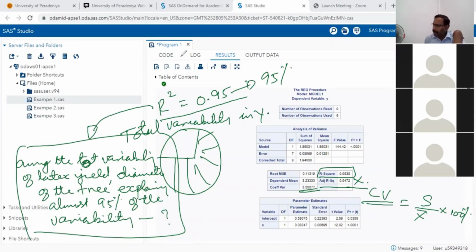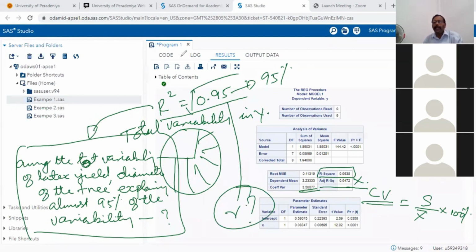Right. Now, if you take the square root of this, then we can get the R, but we should have some program. We should know the program, how to get this R value. So we will go for that program. R is not there, so we will go for that. Any questions from here?